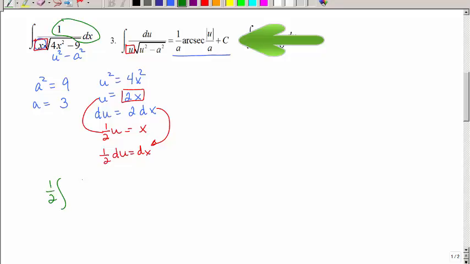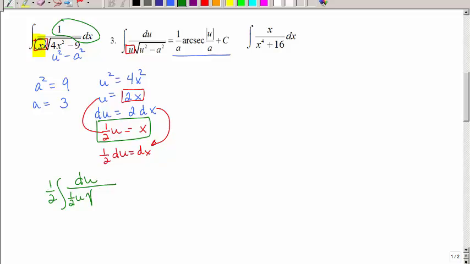It's equal to 1/2 du. Then what is x equal to? Well, x is equal to 1/2 u. So 1/2 u. Then I have the square root of u squared minus a squared. Now this is really weird, but I'm dividing by 1/2, I am multiplying by 1/2. Those actually reduce to 1. So I now have the exact formula of my arcsecant.